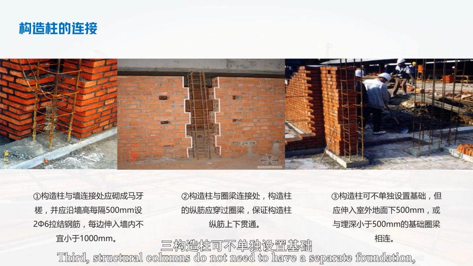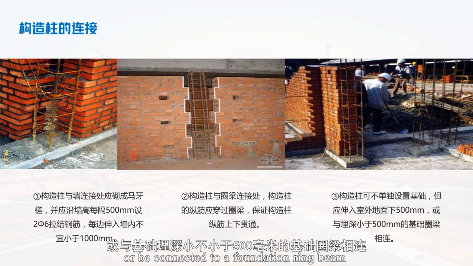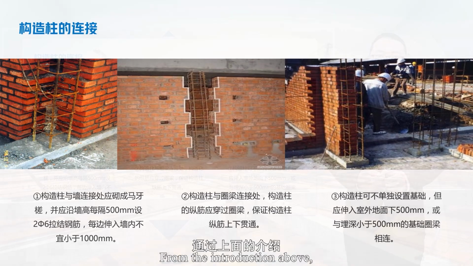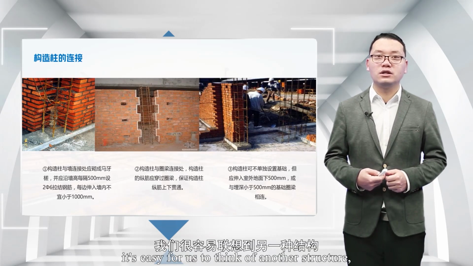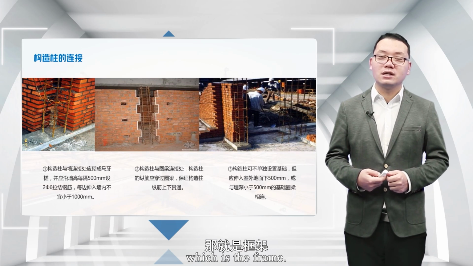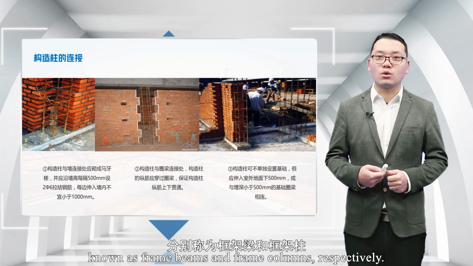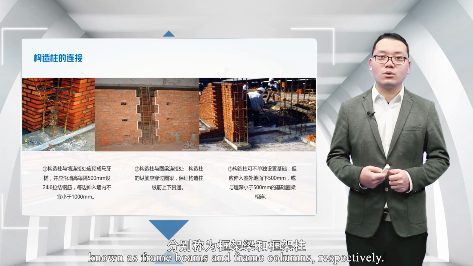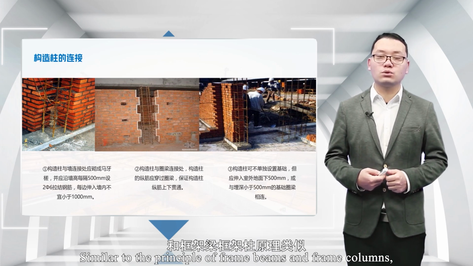Third, structural columns do not need to have a separate foundation, but they should extend 500 mm below the outer ground surface, or be connected to a foundation ring beam with a burial depth of no less than 500 mm. From the introduction above, it's easy for us to think of another structure, which is the frame. In a frame structure, there are also beams and columns, known as frame beams and frame columns, respectively, similar to the principle of frame beams and frame columns.